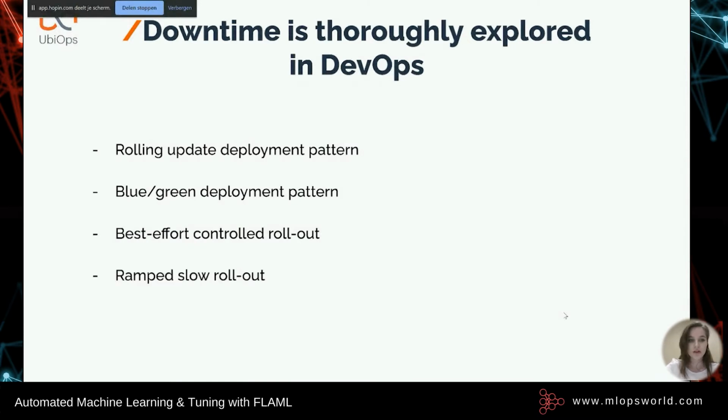Best effort controlled rollout and ramped slow rollout, and there are tons of these. If you do a quick Google search, there will be lists and lists of different patterns that you can use in general DevOps.